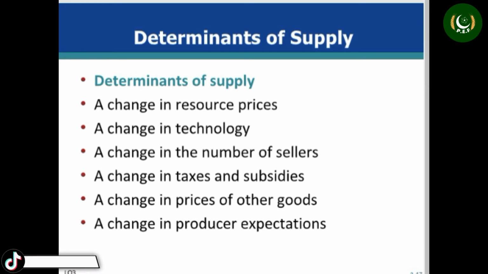If taxes are increased on a specific product, supply decreases. If taxes are decreased or eliminated on a specific product, supply increases. If subsidies are increased on a specific product, supply increases. If subsidies are decreased on a specific product, supply decreases.